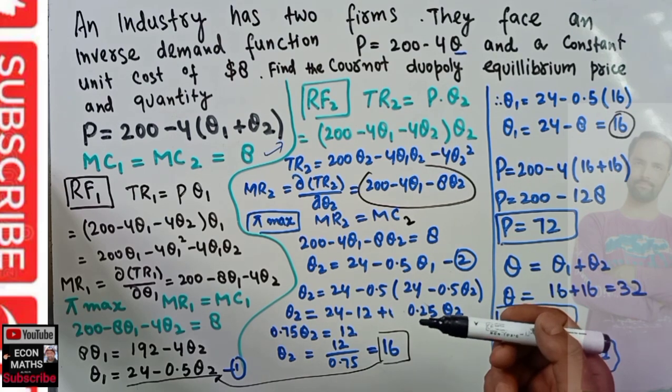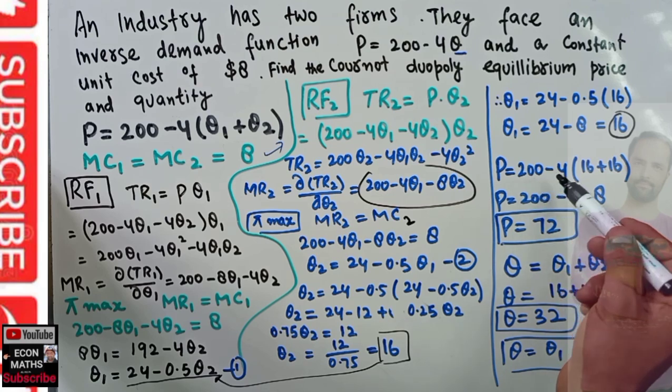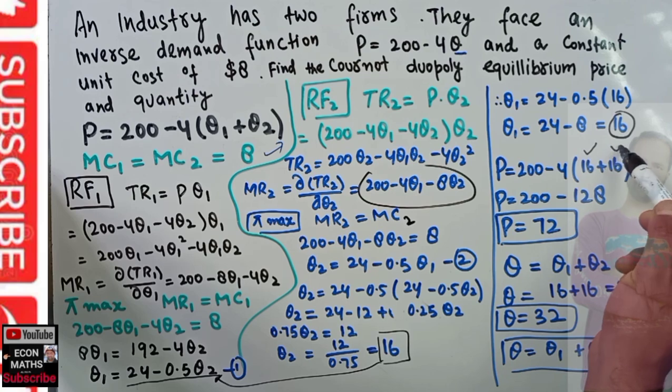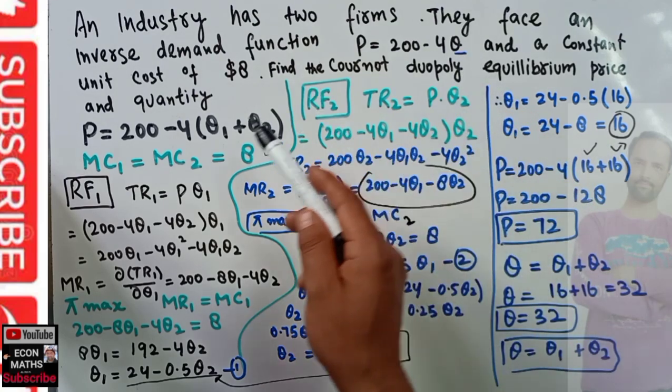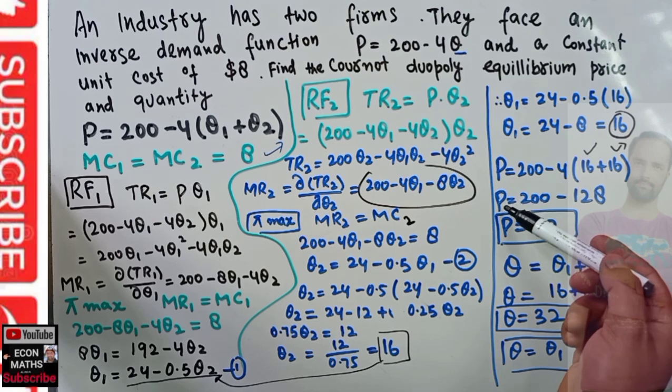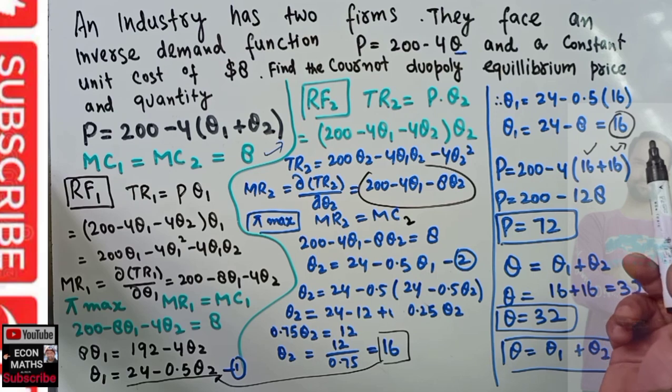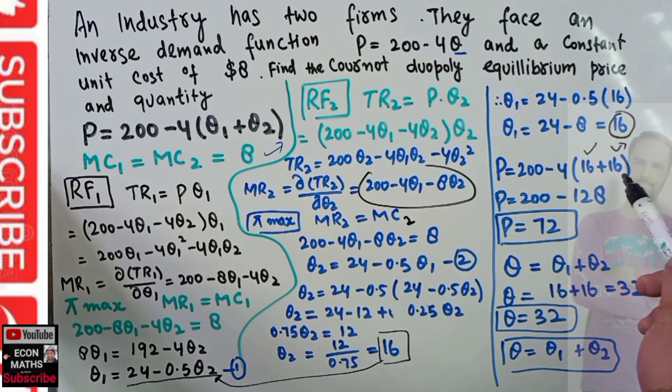Now the market price will be P equal to 200 minus 4 into the output of firm 1 plus output of firm 2, because Q is the sum of Q1 plus Q2. So P will be equal to 200 minus, with output decided by firm 1 being 16 and output decided by firm 2 also 16, so this becomes 32. So we get P is equal to 200 minus 32 into 4, which is 128. That means the market price will be 72.